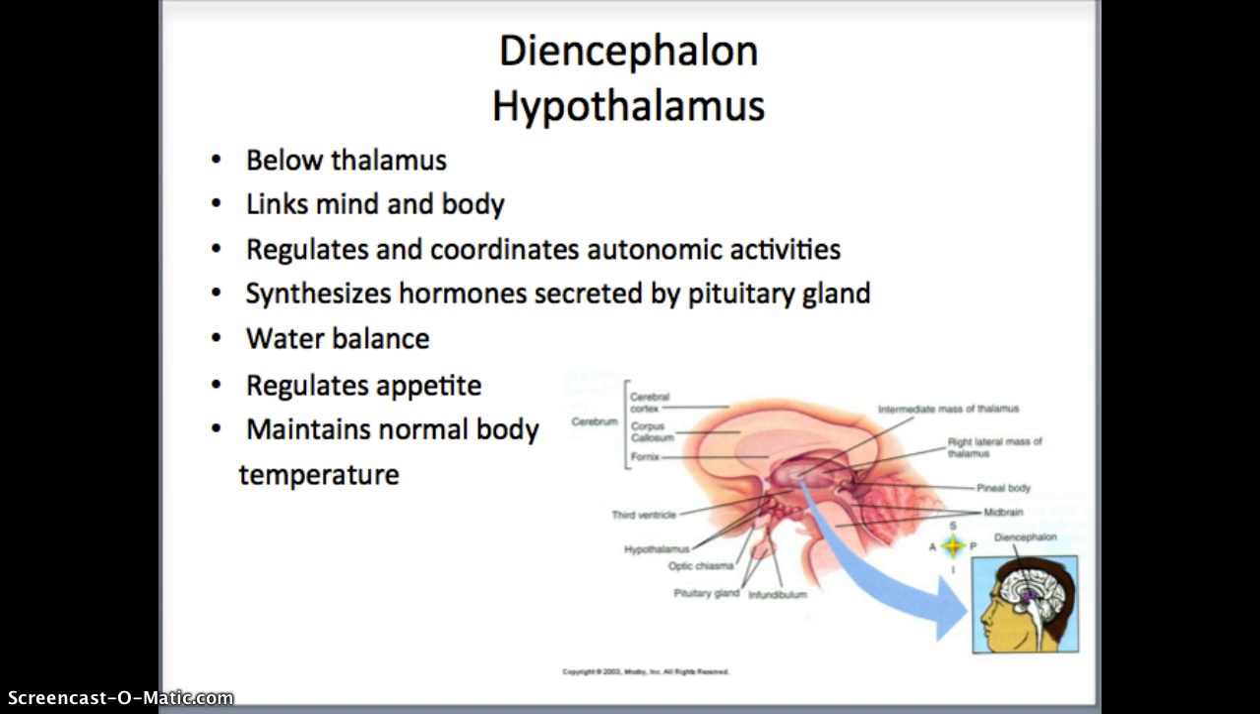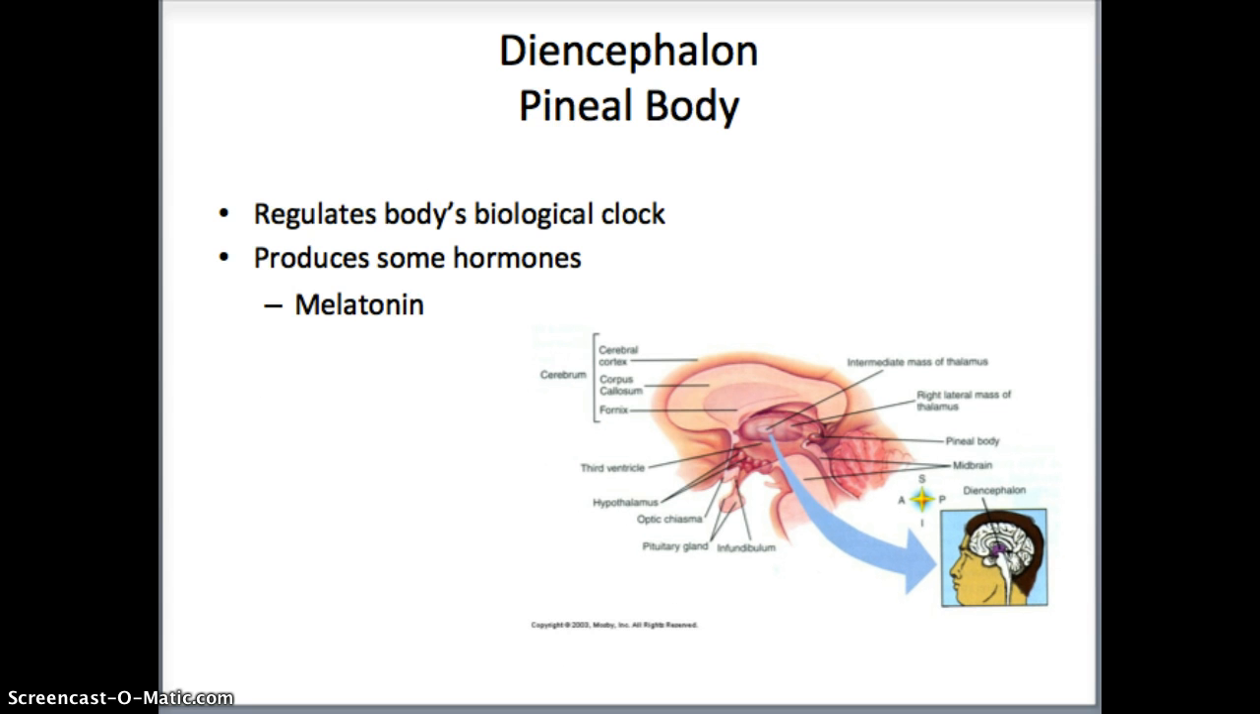It also maintains peristalsis, which is the movement and contraction of your stomach and your intestines so that you're moving food in and out of your body. The pineal body regulates your body's biological clock. It also produces some hormones such as melatonin.